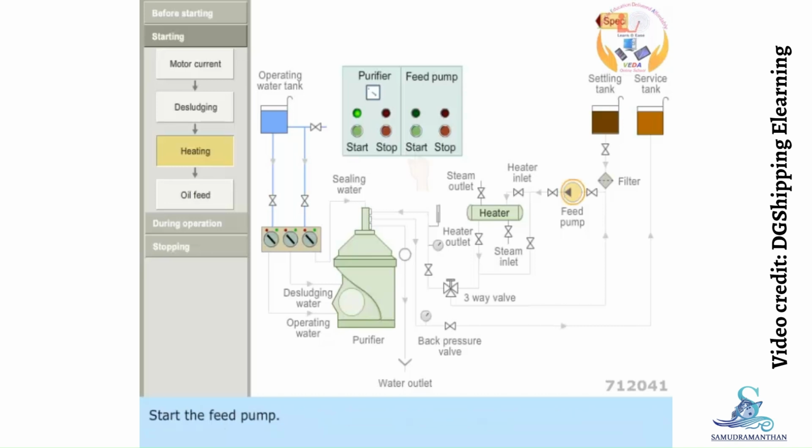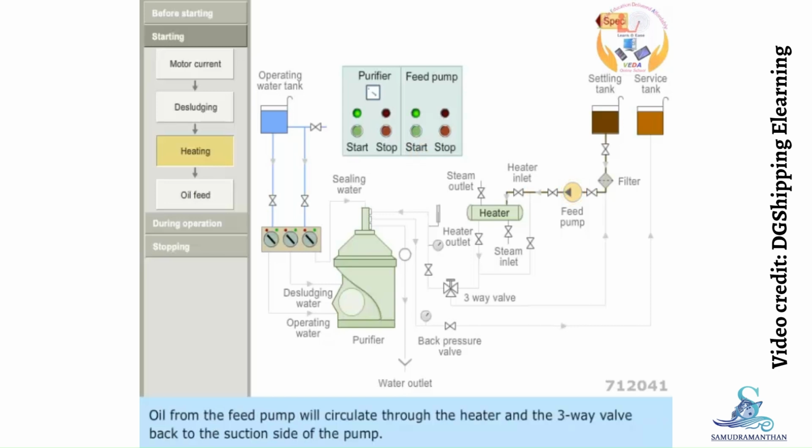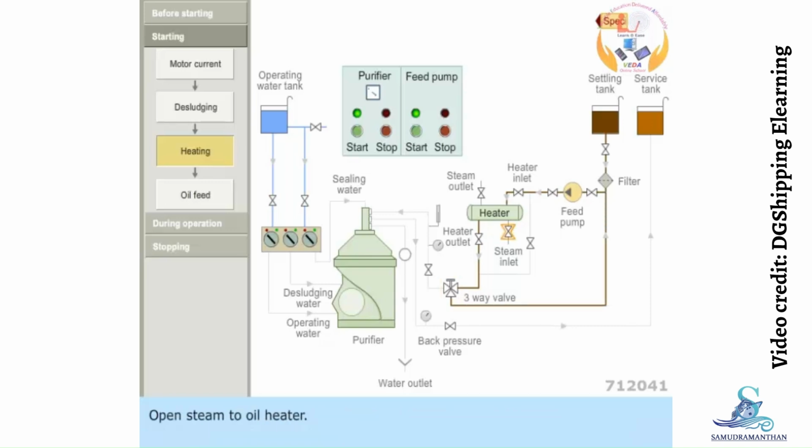Start the feed pump. Oil from the feed pump will circulate through the heater and the three-way valve back to the suction side of the pump. Open steam to oil heater. Too low or too high oil temperature results in breakage of water seal and loss of oil from the purifier.